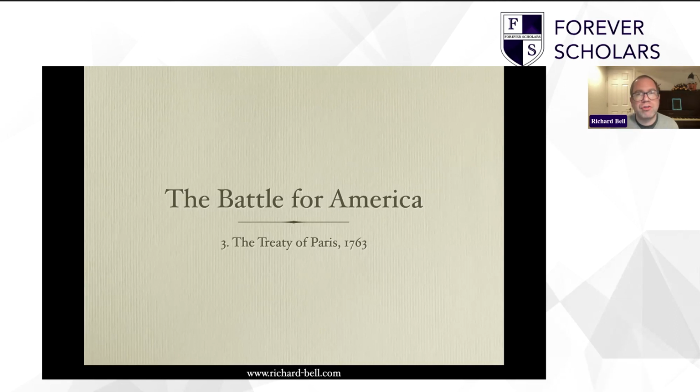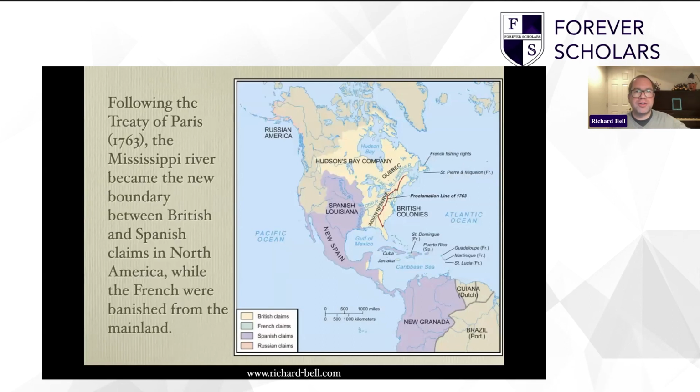And in a related transaction, the Spanish will cede Florida to the British, who in return will cede Havana in Cuba to the Spanish. All these various exchanges make the Mississippi River the new official boundary between the British in the eastern half of North America and the Spanish in the central half of North America, and will serve to banish the French from the North American mainland entirely.